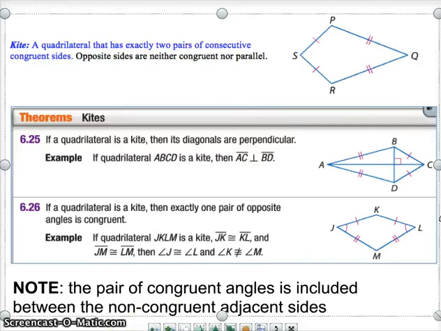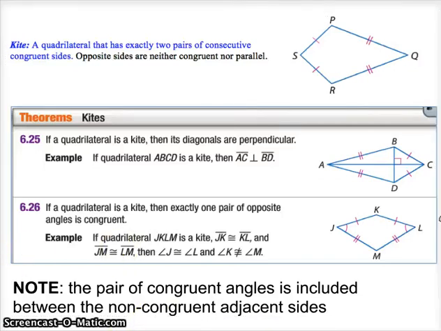All right, as promised, here we go with kites, second half of 6-6. So the last one in the little family tree here is the kite, and the kite is really not a bad name for what it is. It's a quadrilateral that has two pairs of consecutive congruent sides.